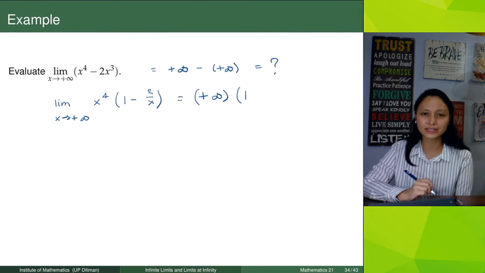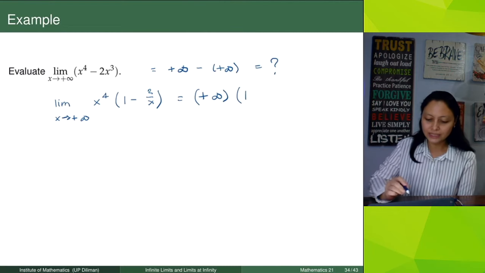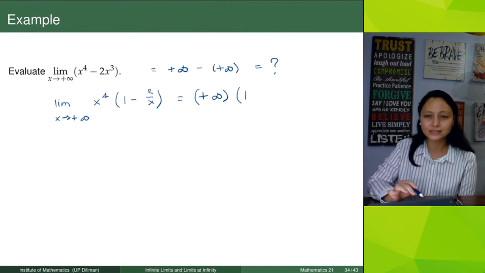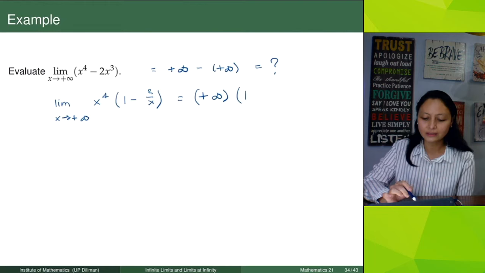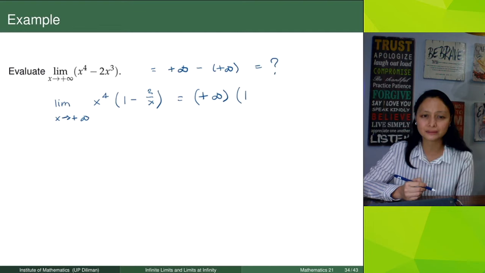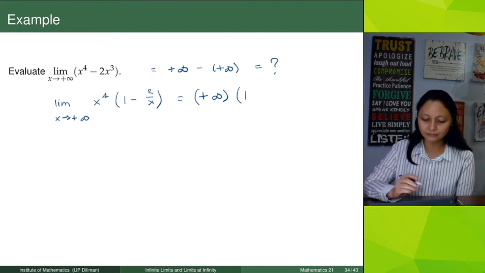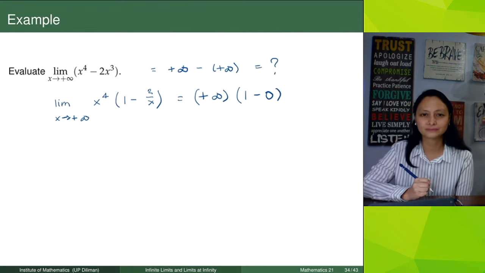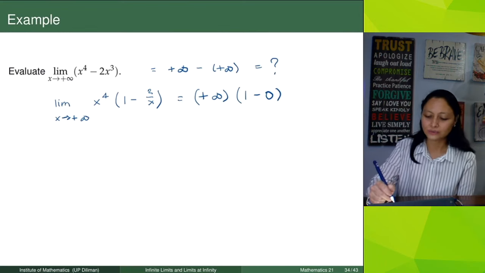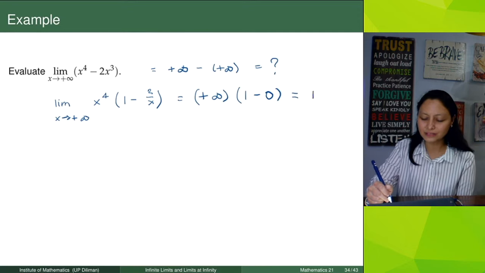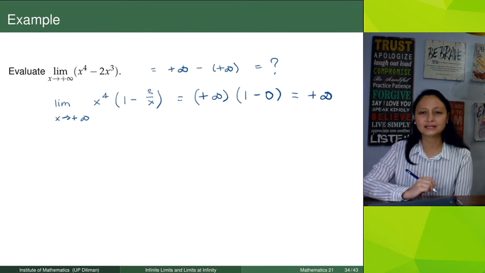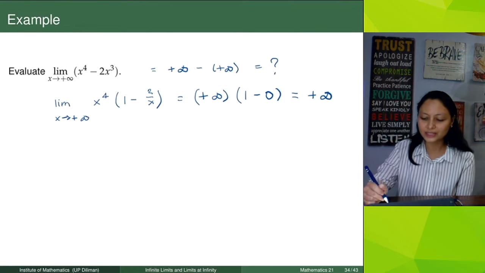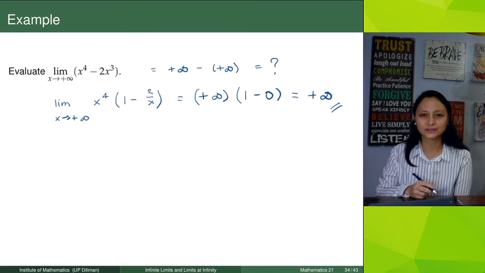times the quantity 1 minus, so ano ang limit ng 2 over x as x approaches positive infinity? Yan. So, you have 2 over infinity or 2 divided a very big number. Therefore, that part, yung limit niya is equal to 0. Okay? Yan. So, 1 minus 0 is 1 times infinity. So, you have positive infinity. Okay? So, hindi na siya indeterminate form. Ito, sure na tayo na positive infinity ang sagot.